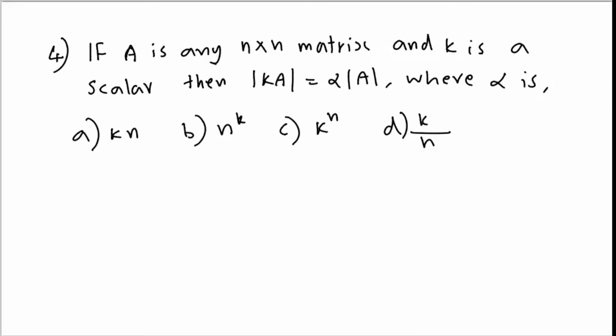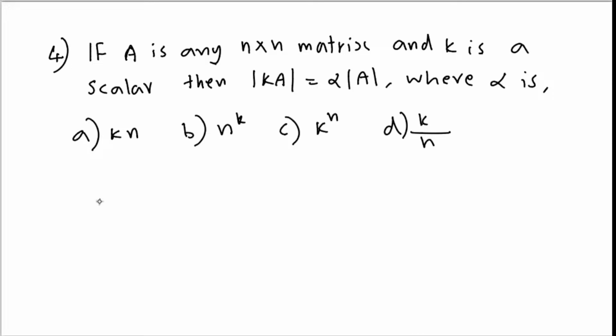So let's look at this problem. If A is any n into n matrix and K is a scalar, then determinant of Ka equals alpha times determinant of A, where alpha is. This is a direct question, but let me explain.